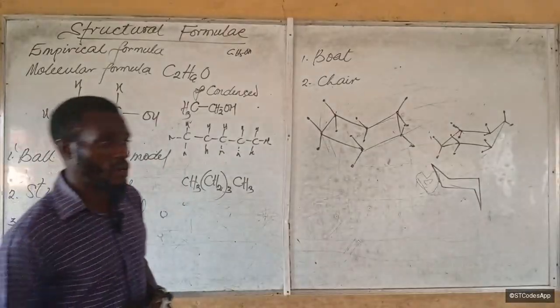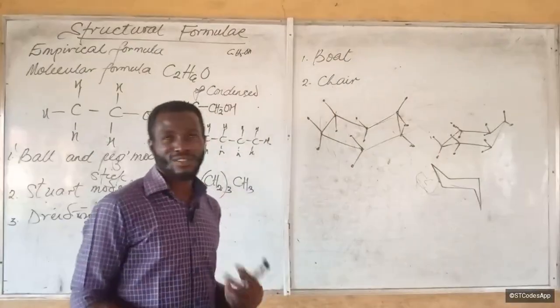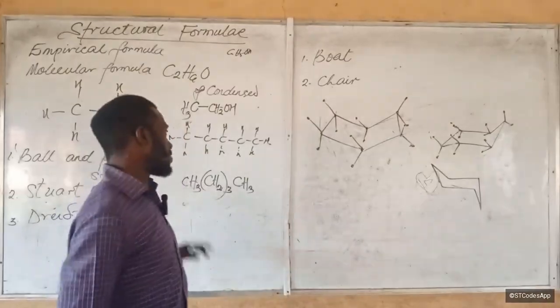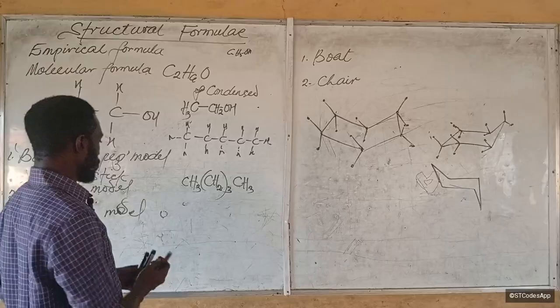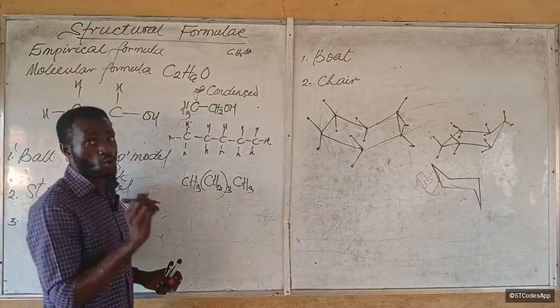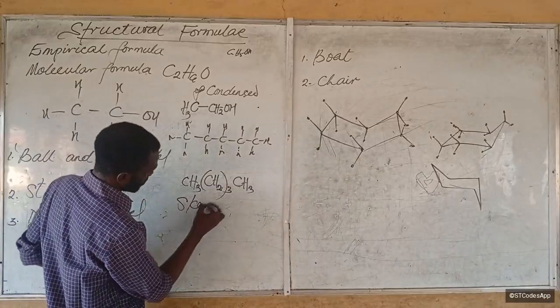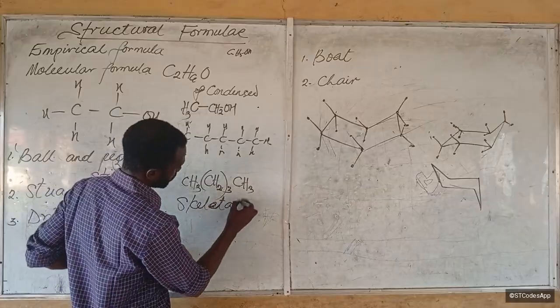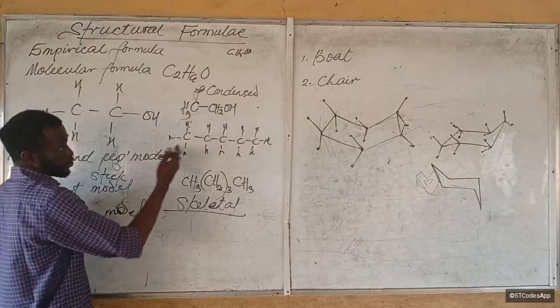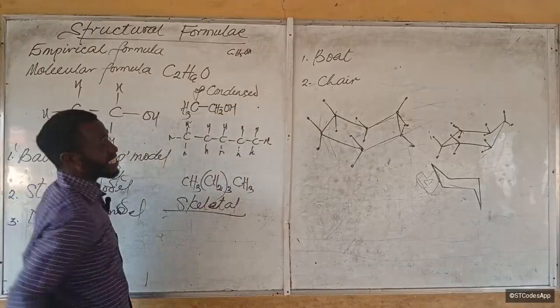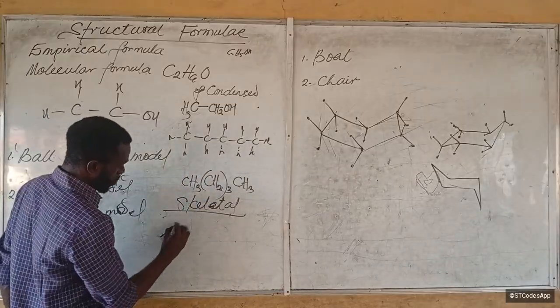Then the skeletal formula is just for speed. So if I wanted to draw the skeleton of this, I'll just use these strokes only. We use strokes only for the skeletal formula. So if I want to draw this, it is 1, 2, 3, 4, 5. That's pentane.